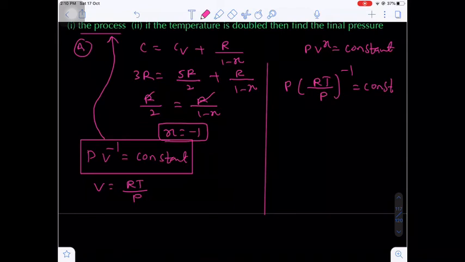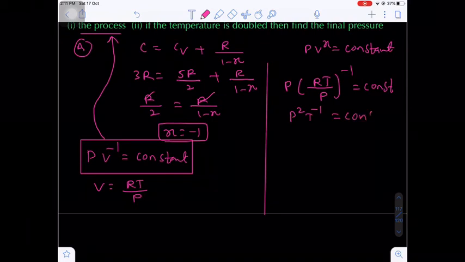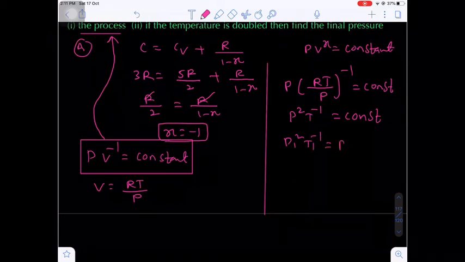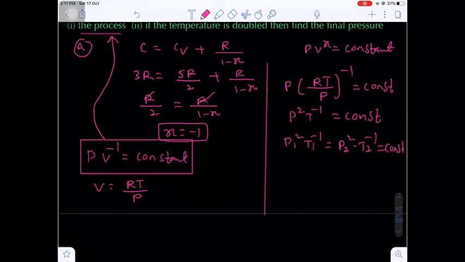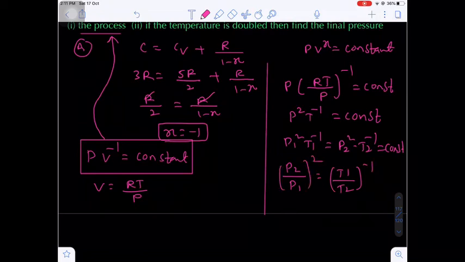So finally, you will get P to the power 2 into T to the power minus 1 will be constant. From here, we can write P1 square into T1 to the power minus 1 equal to P2 square into T2 to the power minus 1 is equal to constant. Just like PV is equal to constant, we can write P1 V1 is equal to P2 V2. In a similar manner, I am writing the pressure terms on one side and temperature terms on the other side. Temperature to the power minus 1 and pressure to the power 2. If you have any doubt, you can cross verify.